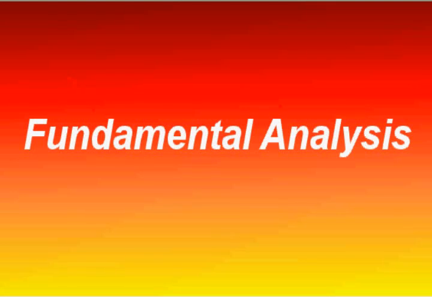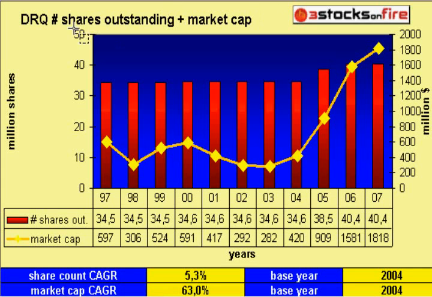Now let's check the fundamentals a bit. This is the share count since 97. It was really stable from 97 until 2004 at about 34.5 million shares, but then it jumped to 38.5 in 05 and now 40.4 million shares in 06 and 07. That's the current share count made in February 2007.